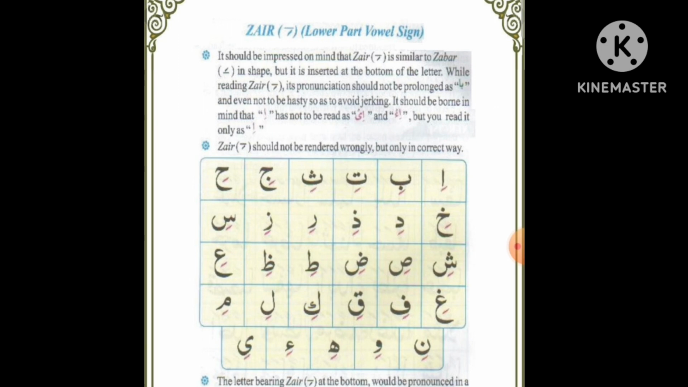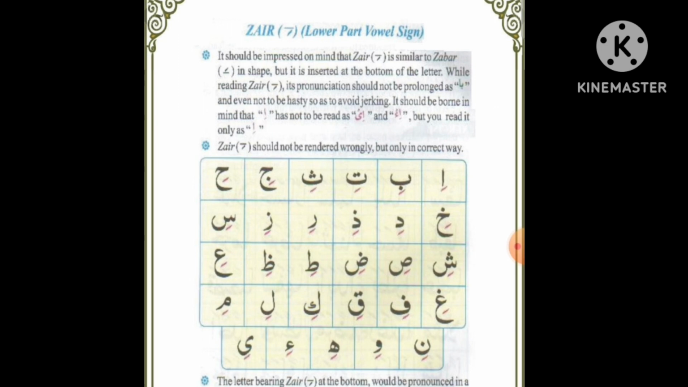So alif zair e, ba zair bi, ta zair ti, sa zair si, jim zair ji, ha zair hi, kha zair khi, dal zair di, zal zair zi, ra zair ri, za zair zi, sin zair si, shin zair shi, sod zair si. The heavy letters should sound a little heavy in zair also.